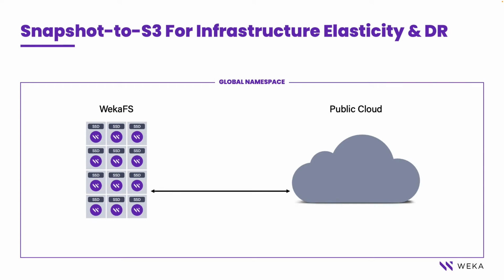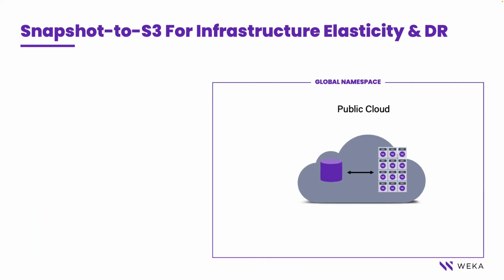For snap-to-object, we start with the very basics. We first take a snapshot of the WEKA system. Once the snapshot is taken, that image of all of the data can be sent off to an object store. In this case, we show a public cloud, but it can also be on-premises or private. That data can then be attached to another WEKA cluster and used.